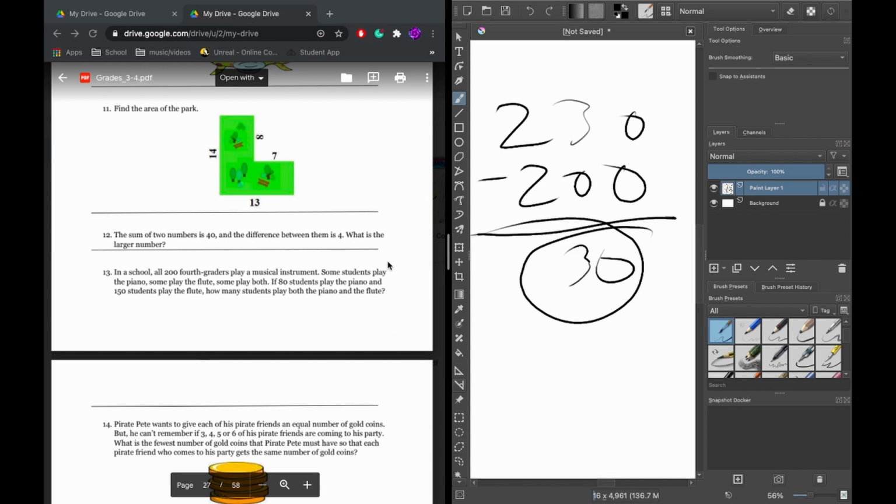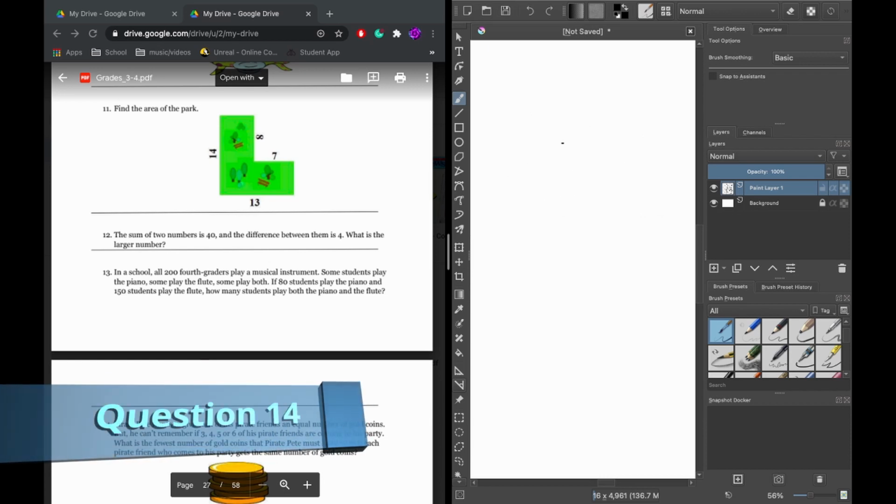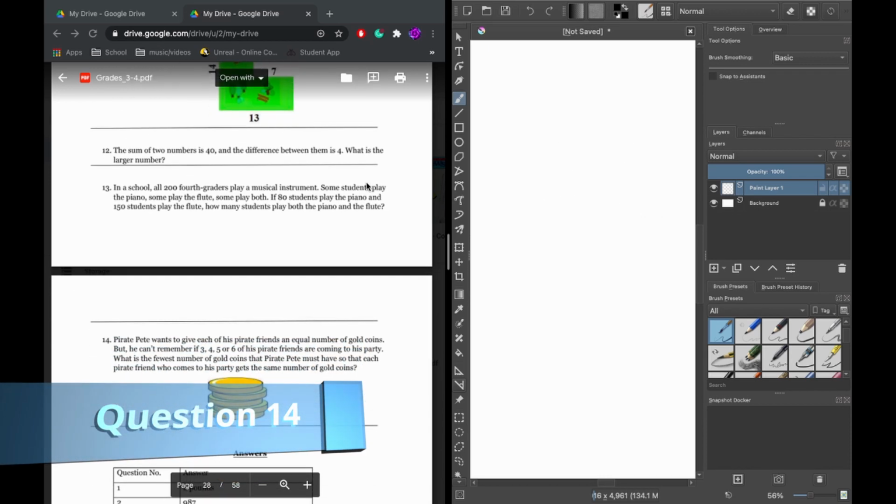And whenever you use this, make sure that the question is, how many students play both the piano and the flute? If it's like, how many people play the piano, then you cannot use this trick. It's only for both. Okay, moving on to question number 14, the last.